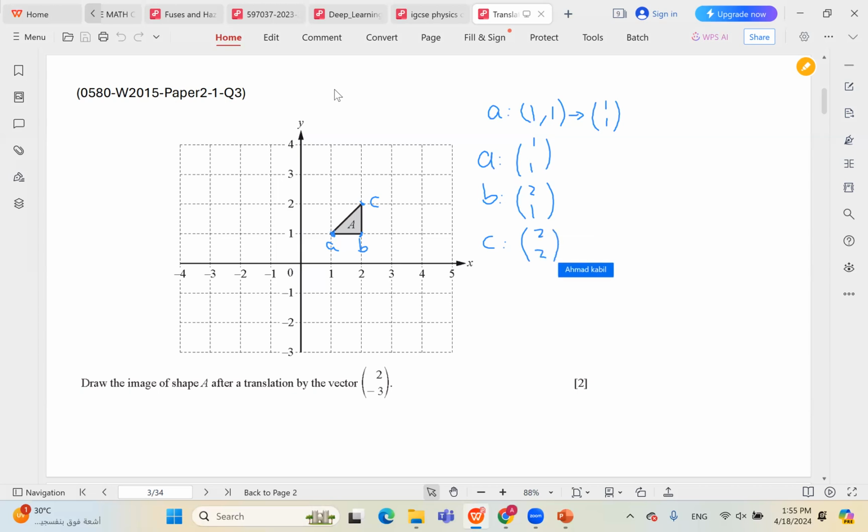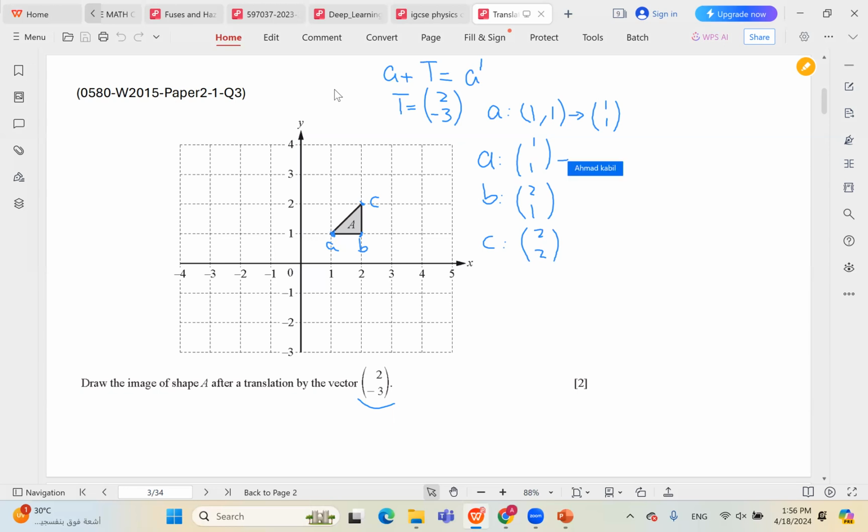Now, the rule for translation is very simple. A plus t equals A dash. A dash is the image of A, so it's the new point that we reach. So in order to get A dash, B dash and C dash, all we have to do is add t. So what is t? T is given in the question. It's the translation vector, which is 2 and -3. So all we have to do here is add this vector to the 3 points.